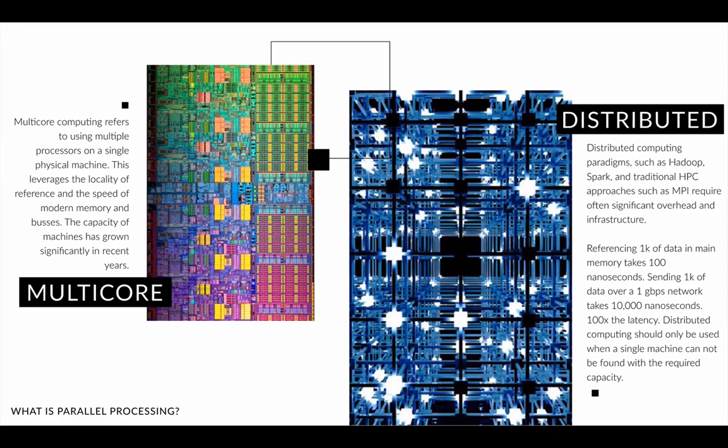Referencing 1K of data in main memory takes 100 nanoseconds. Sending 1K of data over even a 1 gigabit network takes 10,000 nanoseconds, 100 times the latency. Distributed computing should only be used when a single machine cannot be found with the required capacity.